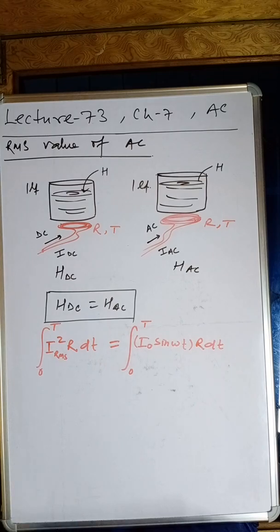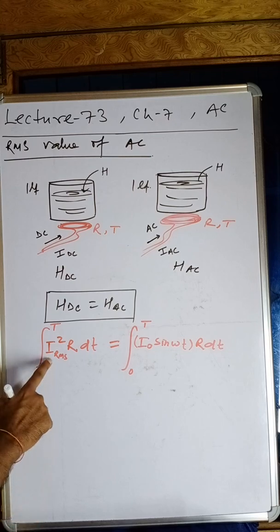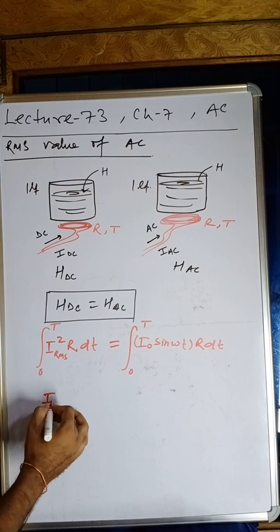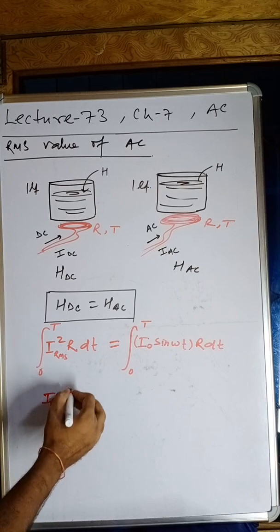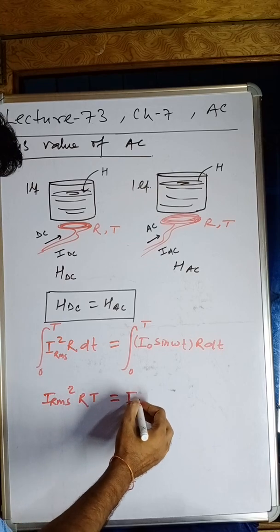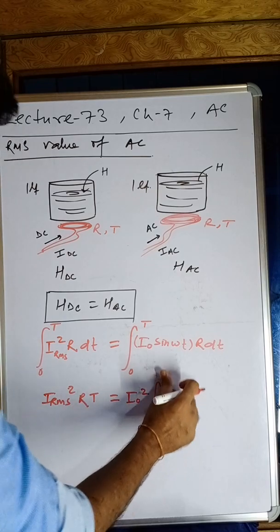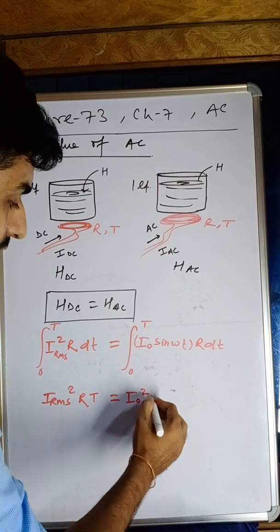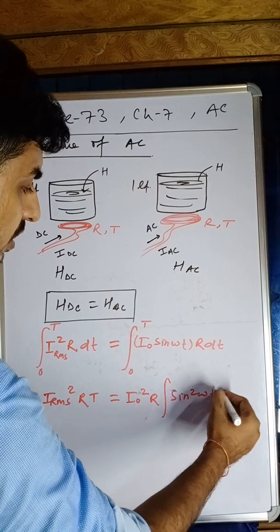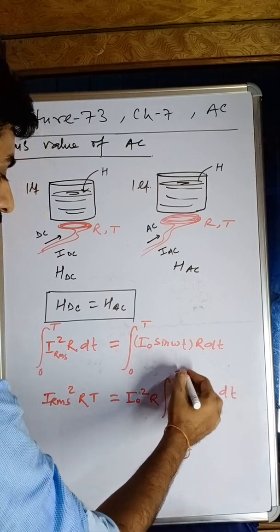Now, my dear students, we are going to find the relation between RMS and peak value. Look here, I RMS is the constant value, R is constant, so we get I RMS square R t, which equals I naught square times R, taken out, and then the integral of sine square omega t dt from 0 to t.